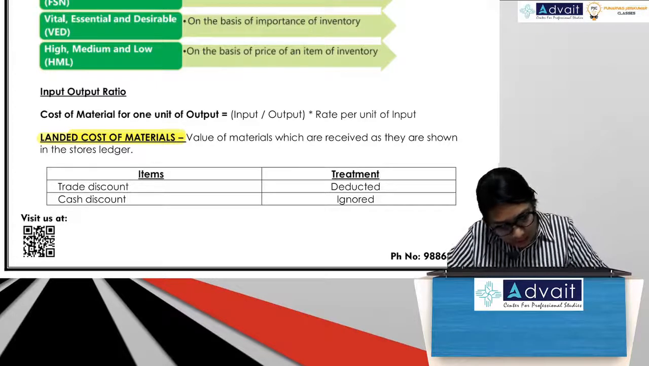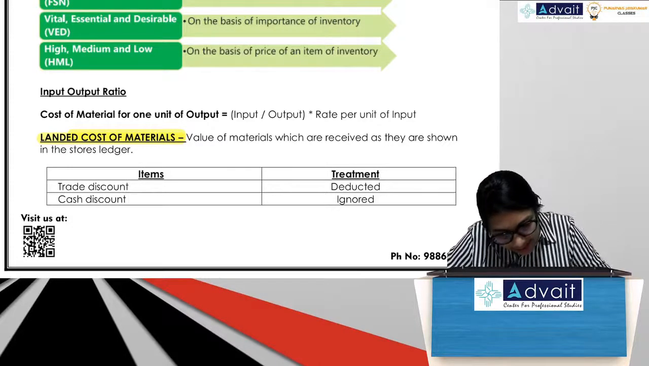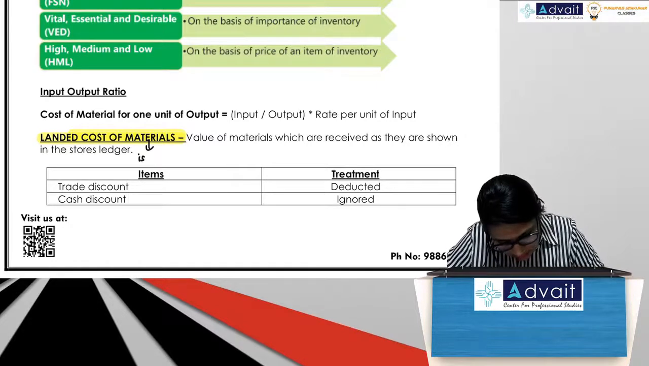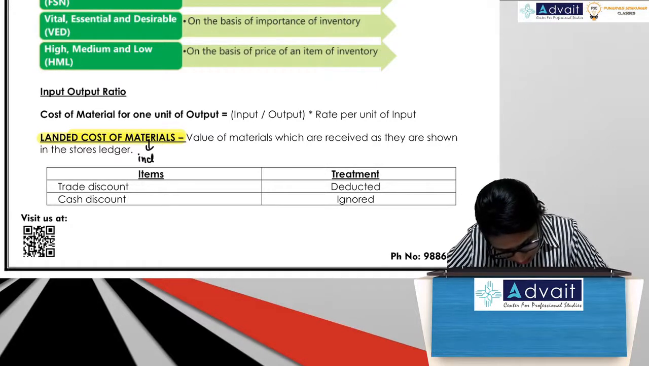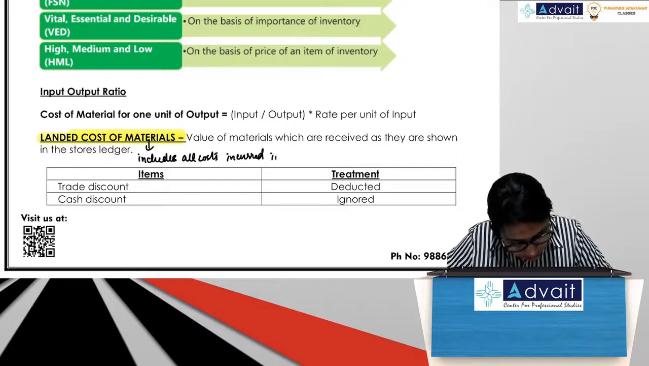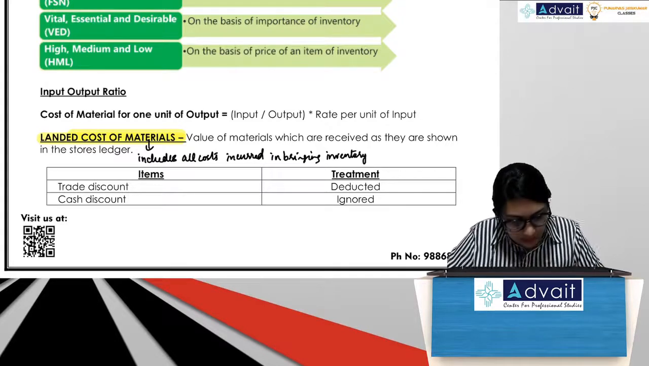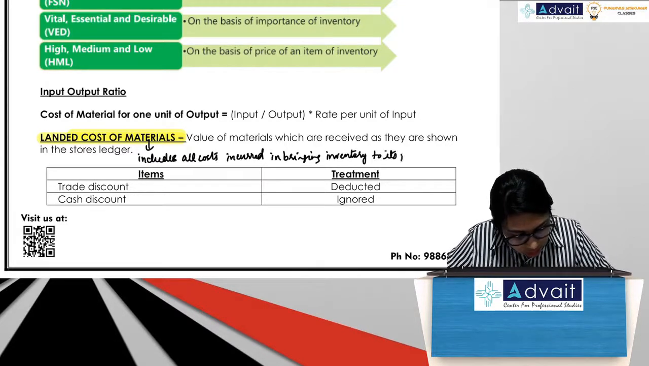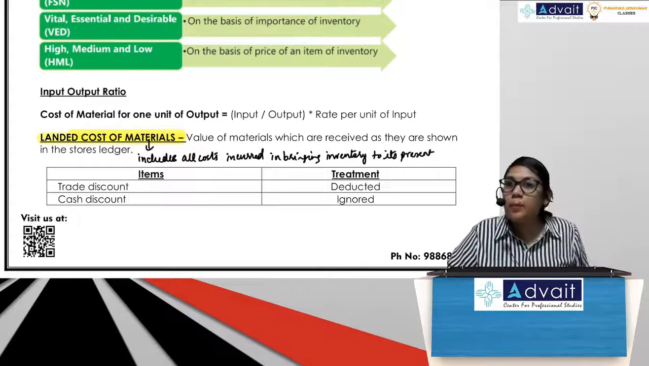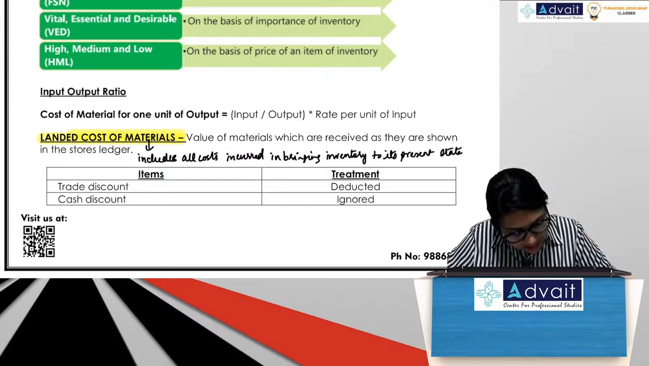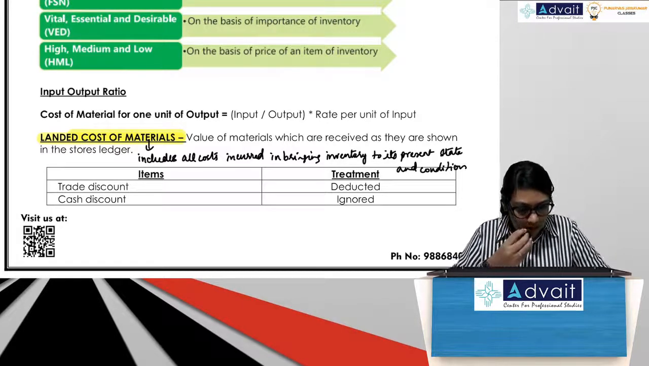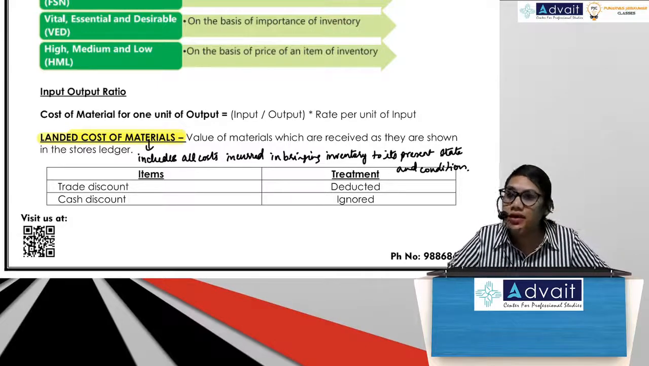So please write down: landed cost of materials includes all costs incurred in bringing inventory to its present state and condition. To its present state and condition.